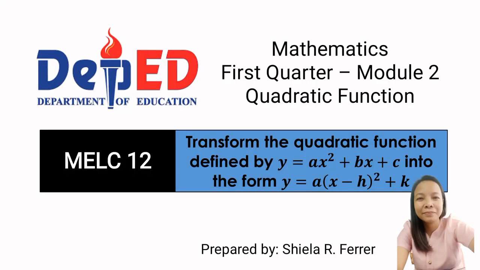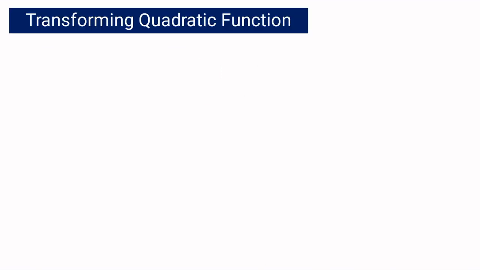Good morning. Today we are going to discuss transforming a quadratic function in the form of y equals ax squared plus bx plus c into the form of y equals a times the quantity x minus h squared plus k. So let us proceed with our illustrative examples.